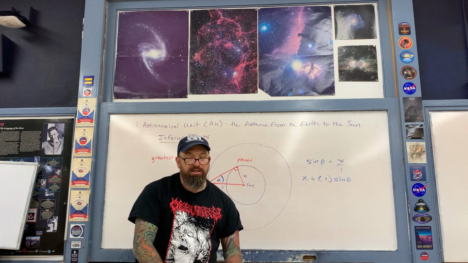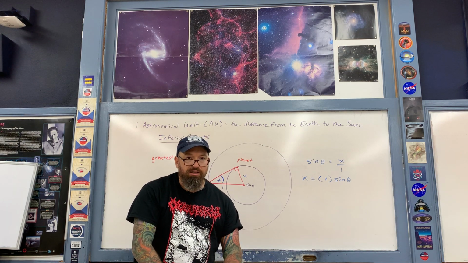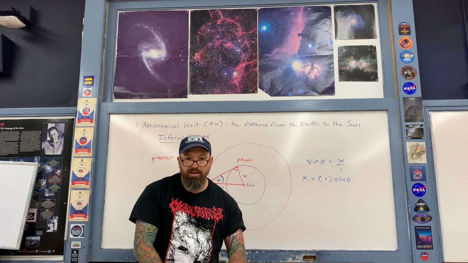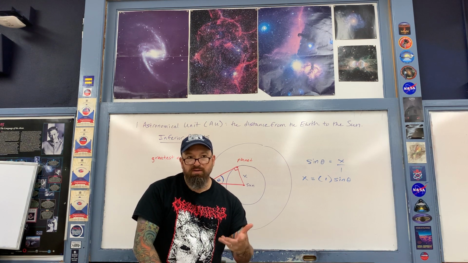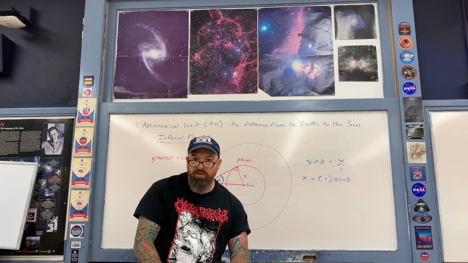So observing greatest elongation is actually easy to do, and this then allows you to calculate the distance the planet is from the sun. So Copernicus does this with Mercury and Venus, and he arrives at values that are pretty close to their currently accepted values.